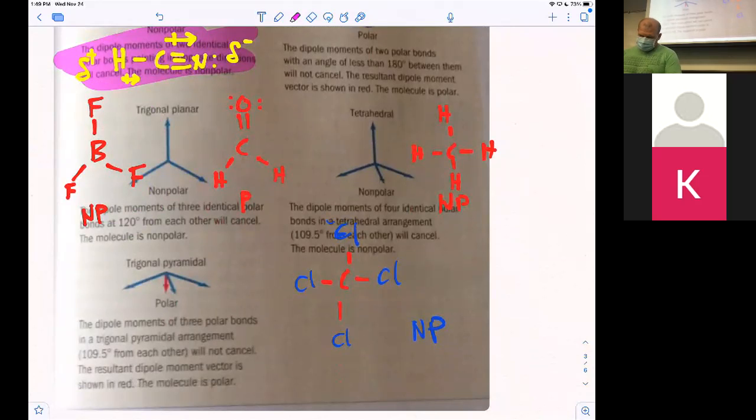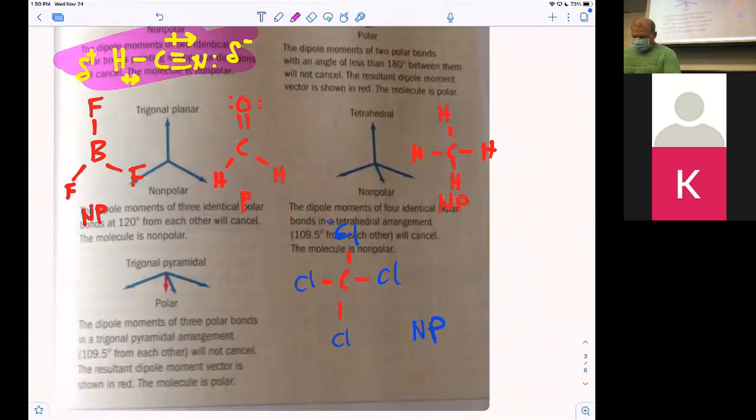And then this one here, when you have a break in the symmetry, so formaldehyde here, we have an oxygen instead of a hydrogen. So you have a different atom. Therefore, this molecule is polar. So you're getting that so far for linear. If you have everything the same, it's nonpolar. If you have one thing different, it's polar. For planar, if all the same, it's nonpolar. If one atom is different, it's polar.